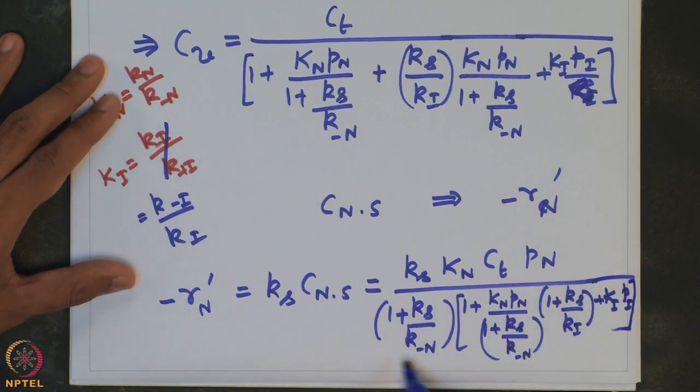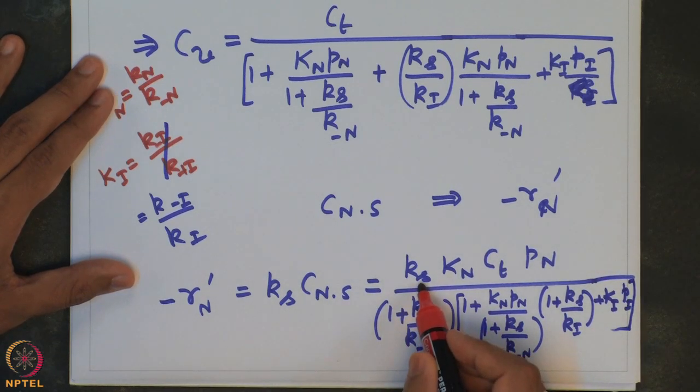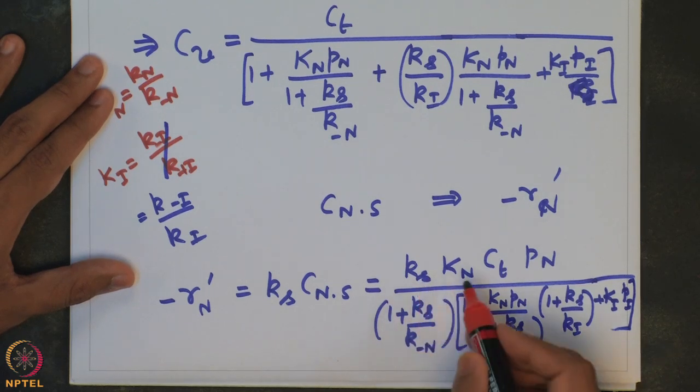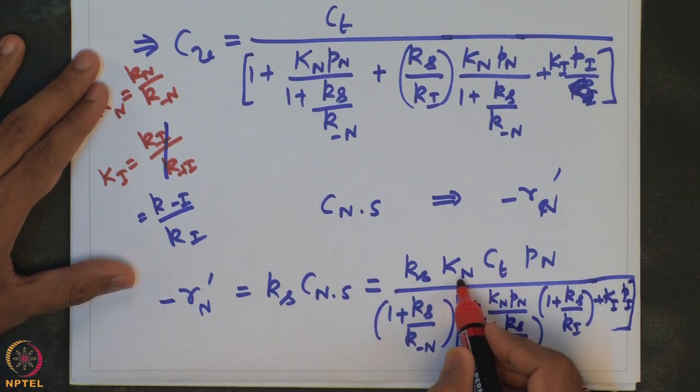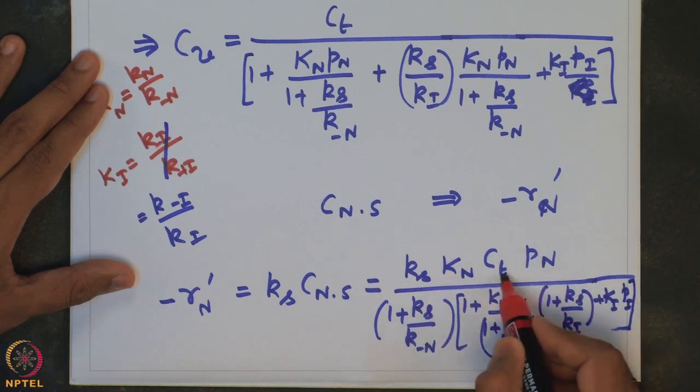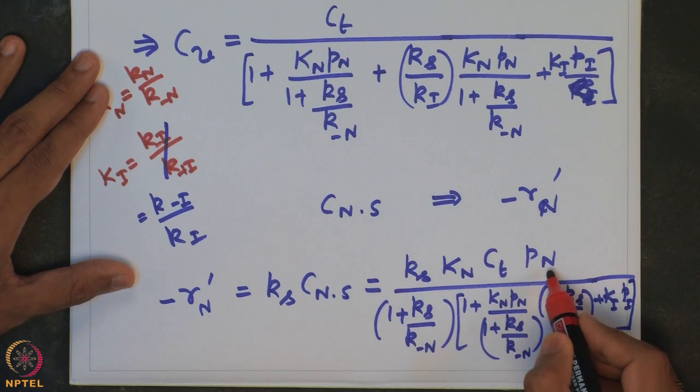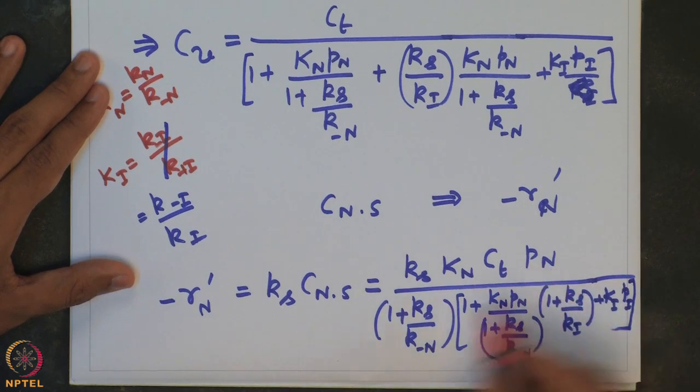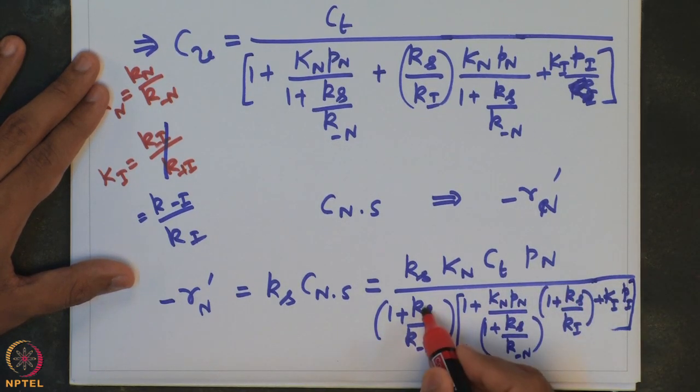So, that will be the expression for the overall reaction rate. Let me repeat, it will be equal to Ks, which is the rate at which the surface reaction happens, Kn is the adsorption equilibrium constant for n-pentene, Ct is the total concentration of the sites, Pn is the partial pressure of n-pentene, 1 plus the ratio of the rate constant for the surface reaction.